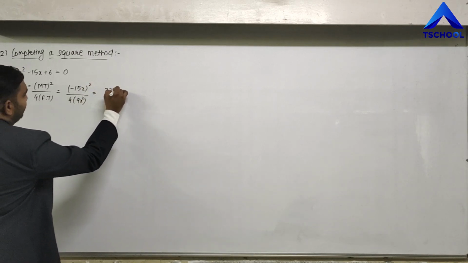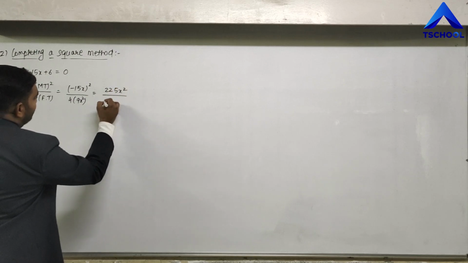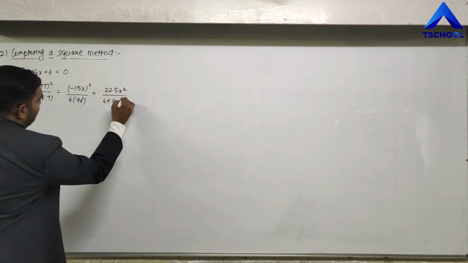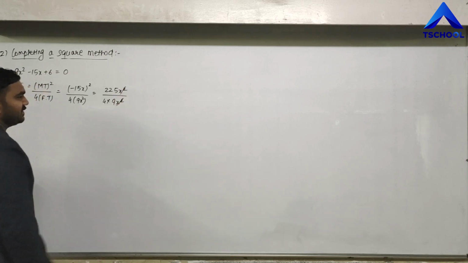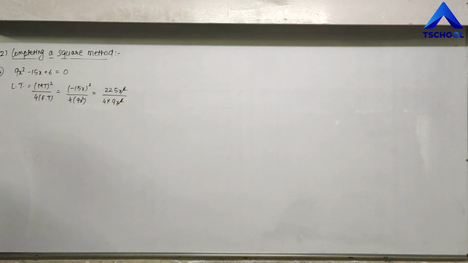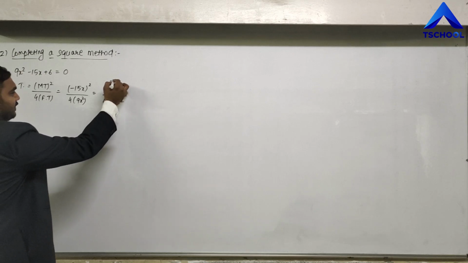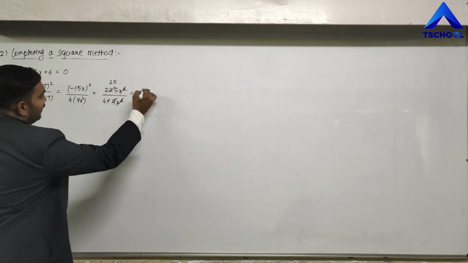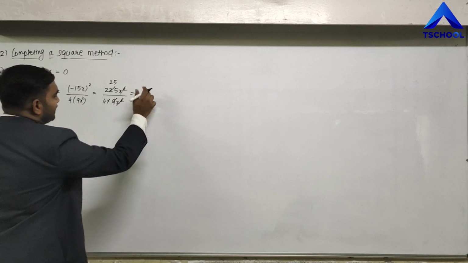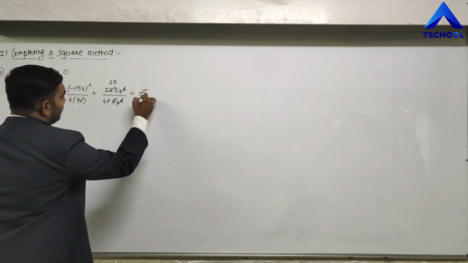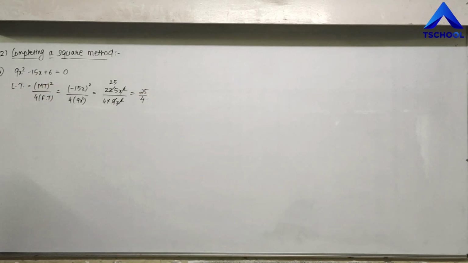That is 225x square upon 4 into 9x square. So you can cancel out this x square and x square, right? You can cancel out this 225 by 9, that is 9 into 2 is 18 and that is 5. So again we got the last term here as 25 by 4, right? So we got the last term as 25 upon 4.